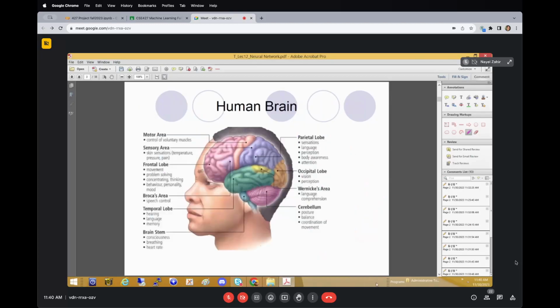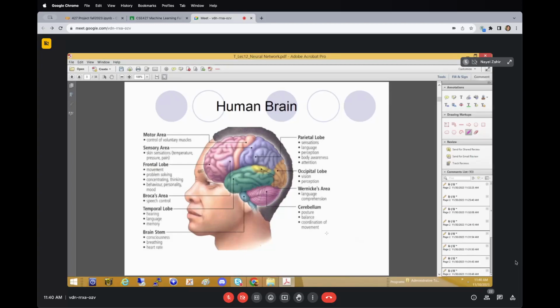Okay, now, as it is mentioned, the artificial neural network is actually a kind of emulator of our human brain. So we can see that in the human brain there are several areas, and our brain is very powerful, and different parts of the brain actually work differently.